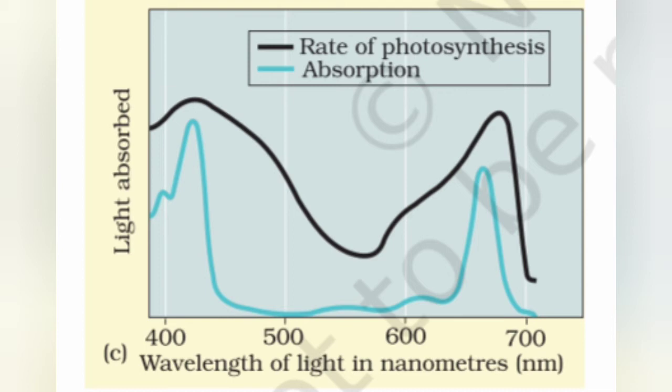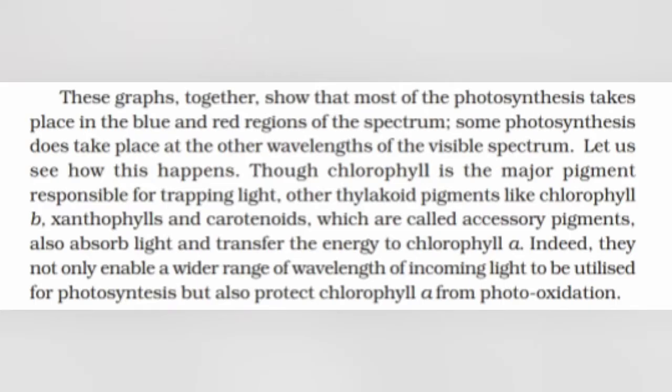We can see the first peak at 450 nanometers and the second peak at 670 nanometers. So these are the two wavelengths of blue and red light. So we can say that maximum photosynthesis occurs by chlorophyll A. So it is the major photosynthetic pigment. These graphs together show that most of the photosynthesis takes place in the blue and red region of the spectrum.